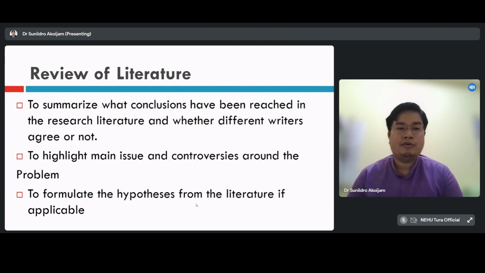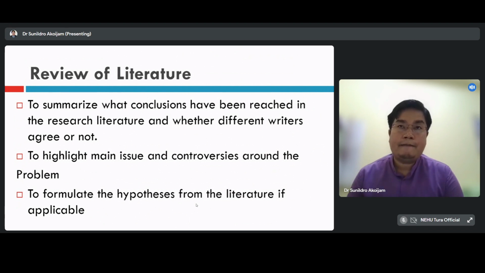Okay, and then the aim is to summarize what conclusions have been reached in the research literature and whether different writers agree or not, to highlight main issues and controversies around the problem, and most importantly, to formulate the hypothesis from the literature if applicable. Okay, so we often talk about the hypothesis and testing of hypothesis, but you should also understand from where those hypotheses are drawn, or formulated. It is drawn or formulated from the review of literature. Okay, it is not drawn from any other source. It should come from the review of literature.